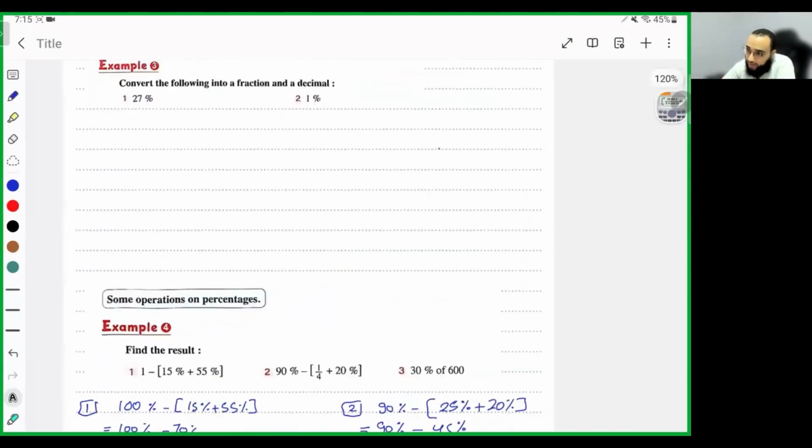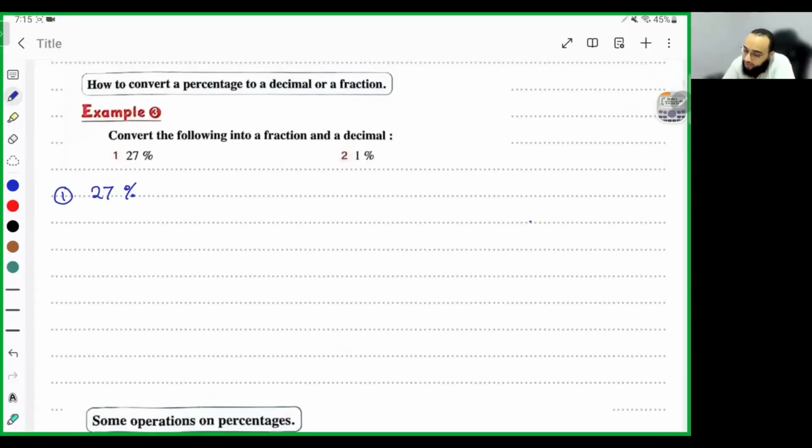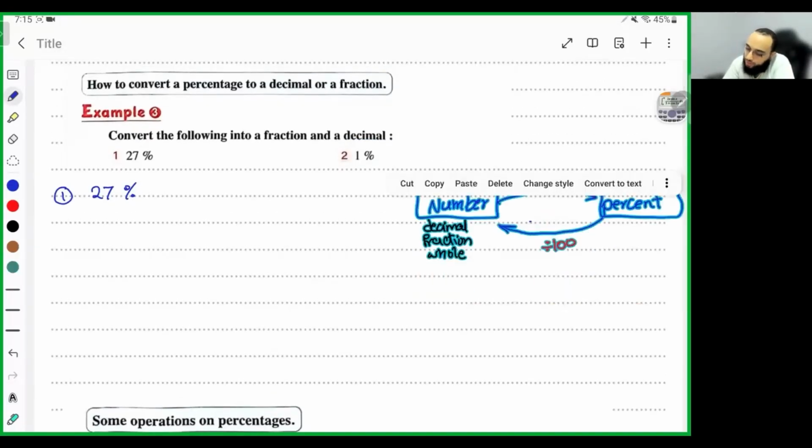So if we have a percentage like that, 27%, and we want to convert it into a decimal, how can you do it? Divide it by 100. The same rule.